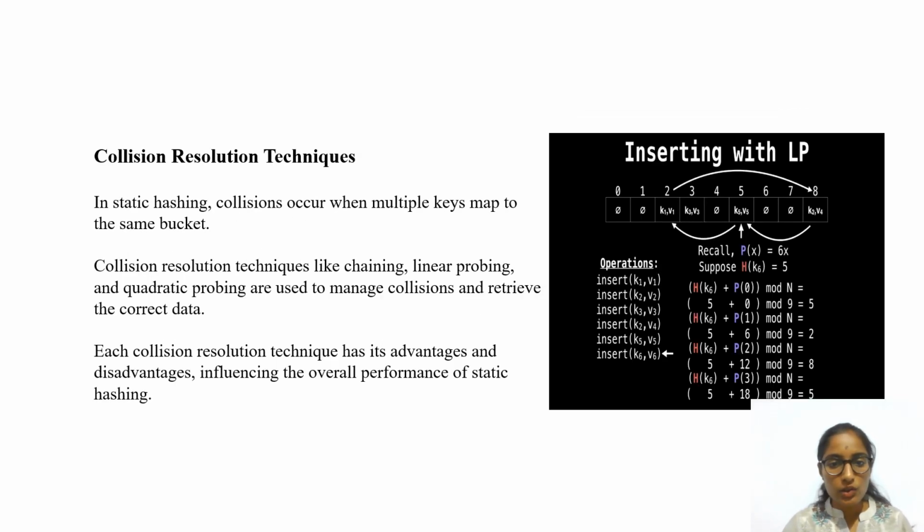Now let us see the collision resolution techniques. When one or more hash values compete for a single hash table slot, collisions occur. To resolve this, the next available empty slot is assigned to the current hash value. The most common methods are open addressing, chaining, probabilistic hashing, perfect hashing, and stochastic hashing techniques. Each collision resolution technique has its advantages and disadvantages influencing the overall performance of static hashing.